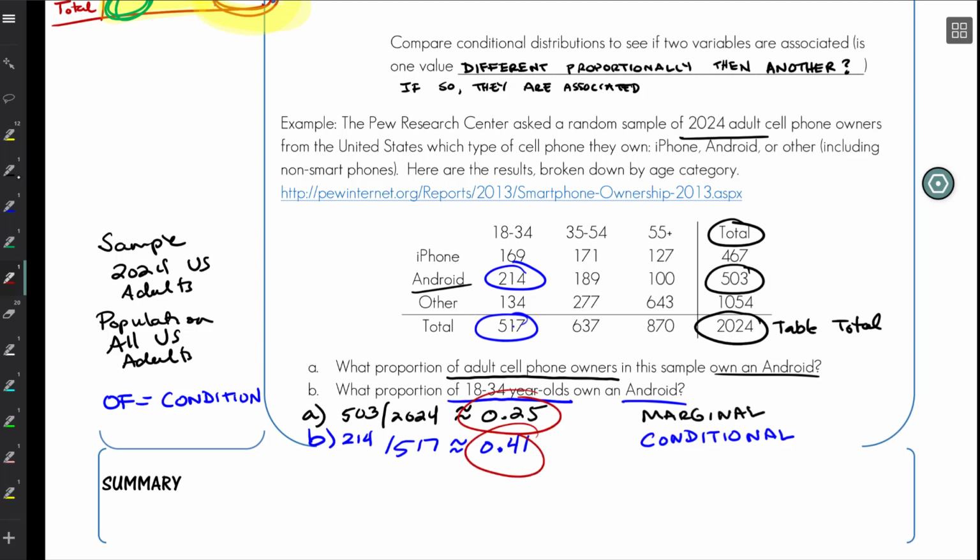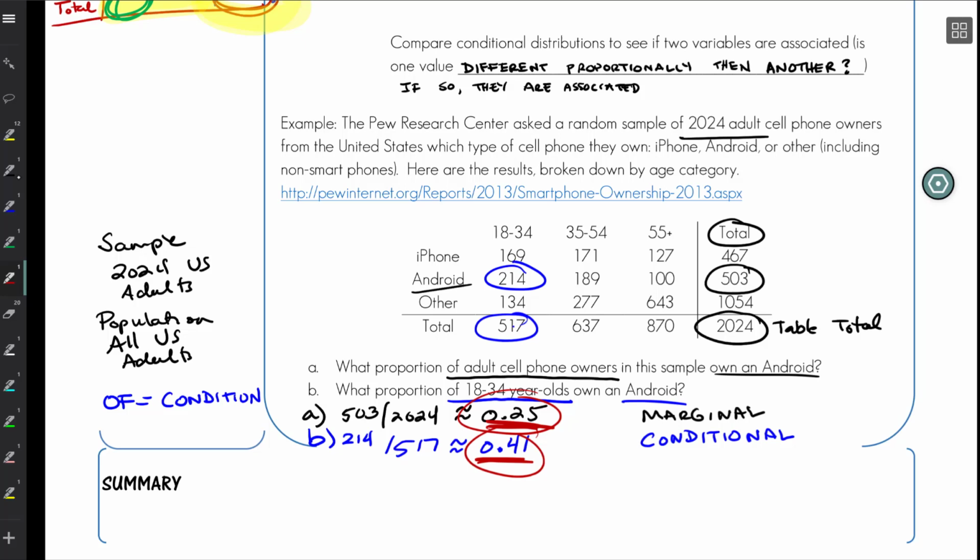If age group didn't matter, then I would see that these two proportions would be approximately equal to each other. But what I can see here is that if I know somebody is 18 to 34 years old, since this is a higher proportion than this number here, 41% is more than 25%, that tells me they are more likely to own an Android.